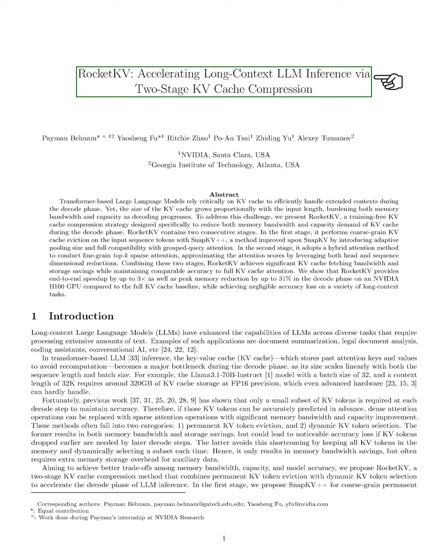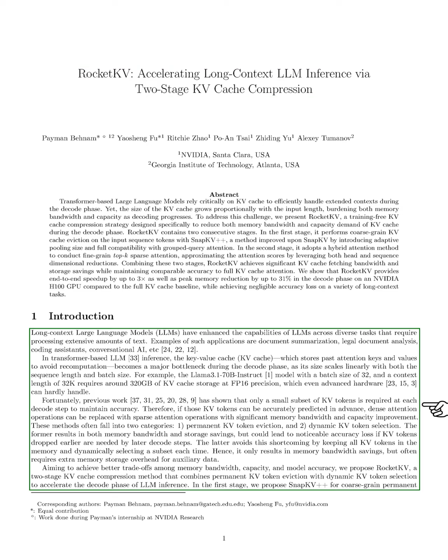Section: Introduction. In this section, we introduce long-context large language models, LLMs, which have significantly improved our ability to handle various tasks that involve large amounts of text, such as summarizing documents, analyzing legal texts, assisting with coding, and engaging in conversations. During the decoding phase of transformer-based LLMs, the key value cache, KV cache, becomes a bottleneck because its size increases with both the length of the text and the number of inputs.